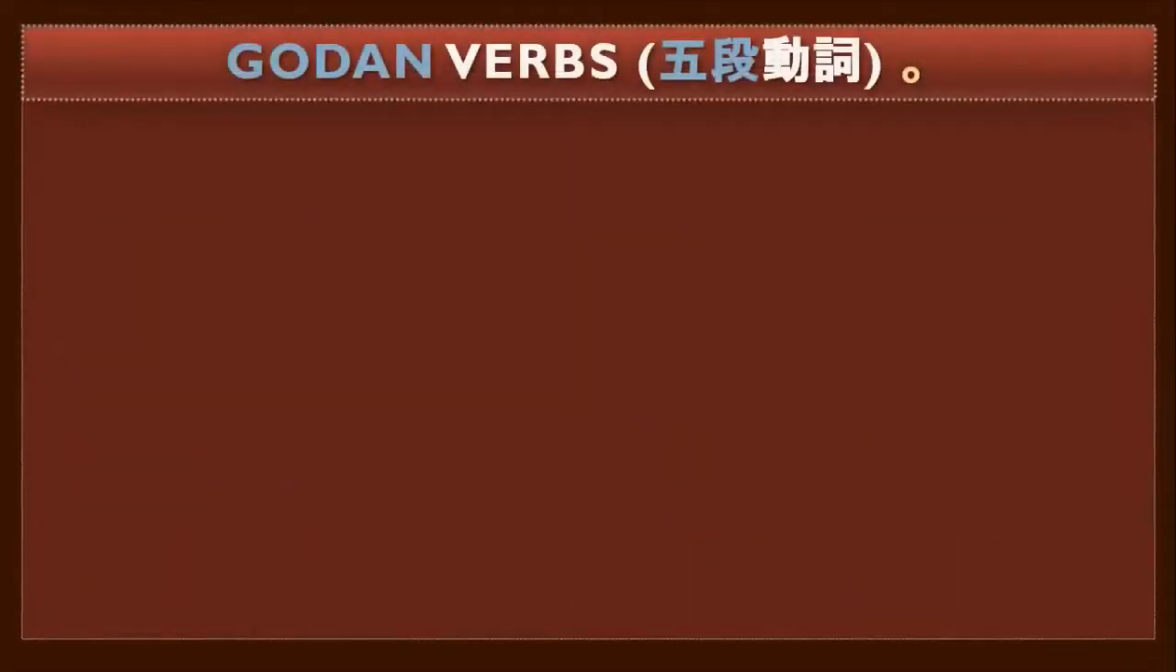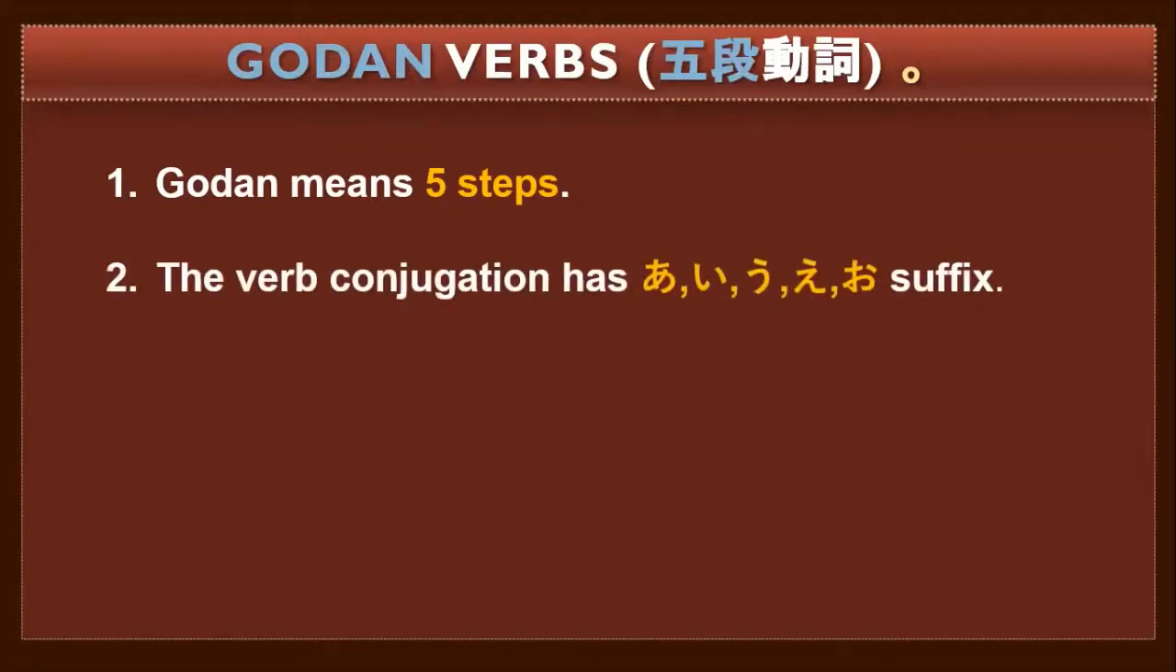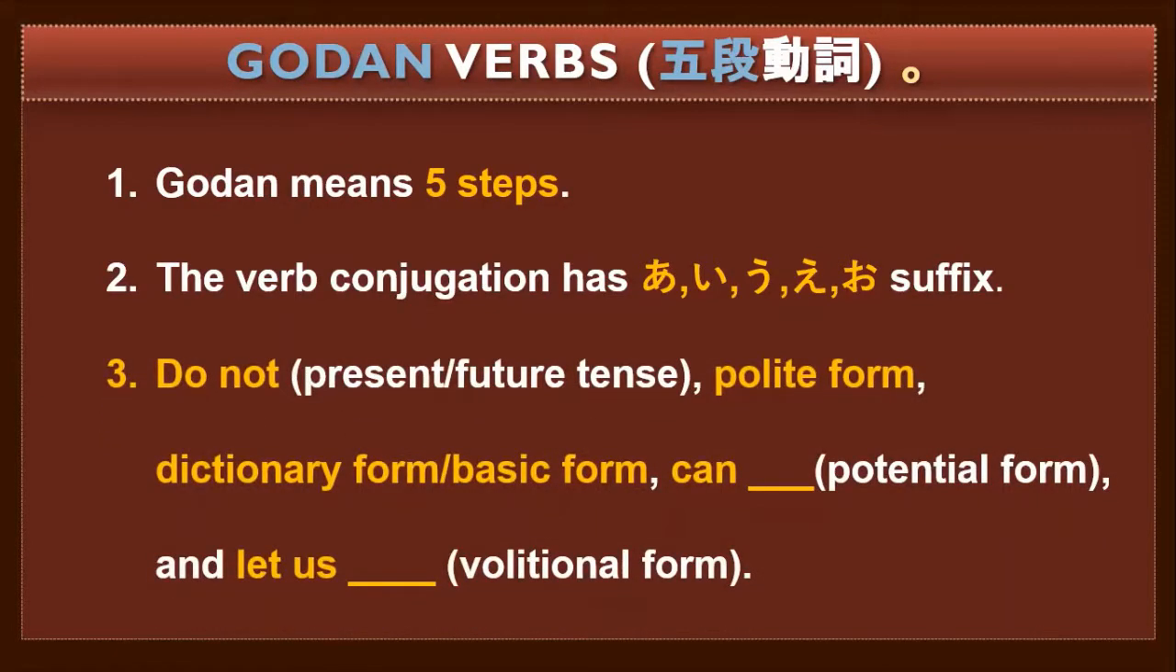So for today's summary, we just saw Godan verbs. Godan verbs means 5 steps. The verb conjugation has A, I, U, E, O suffixes. You don't need to remember all of these, but I put it here and later I'll upload this picture in our Facebook too. There is the negative form, the polite masu form, the dictionary or basic form, the can form, which is the potential form, and let us, the volitional form. You just need to know there are 5 different conjugations. Of course, there are more forms, but we'll see that later on. So this was about Godan verbs.